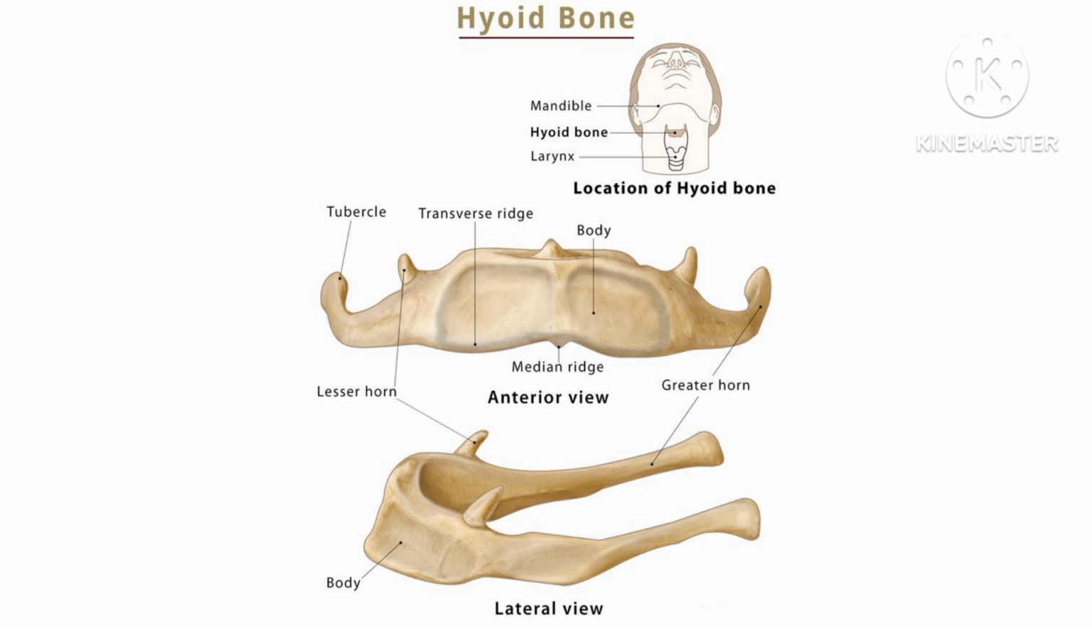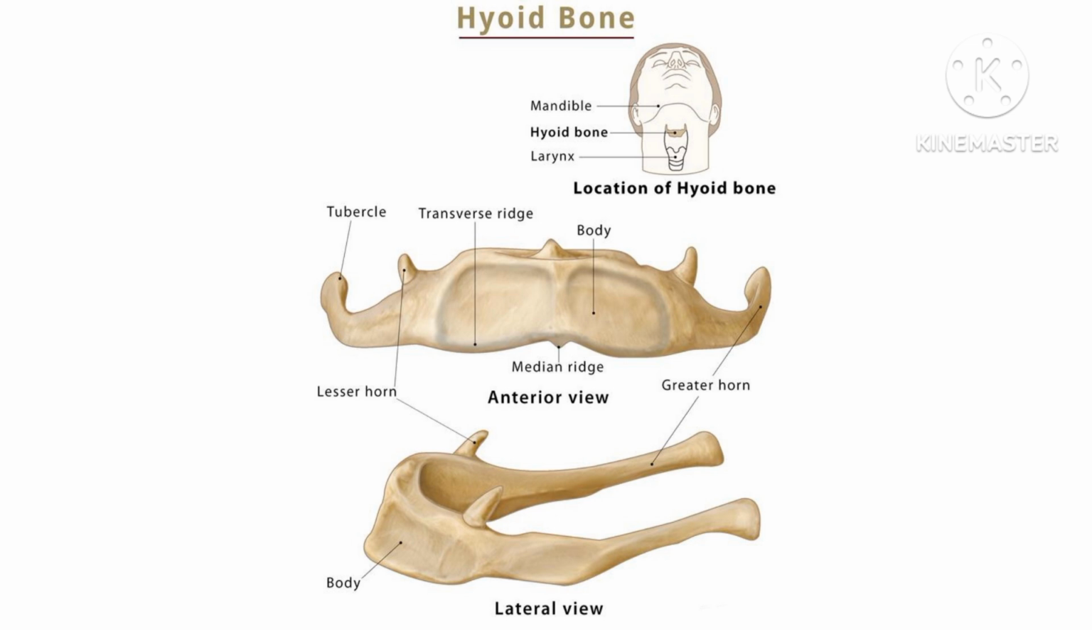Greater horns or greater cornua. They extend backward and slightly upward from the body. They act as attachment points for muscles and ligaments of the tongue and pharynx. Greater horns help stabilize the hyoid bone. They provide attachment for the hyoglossus, thyrohyoid, and middle pharyngeal constrictor muscles.